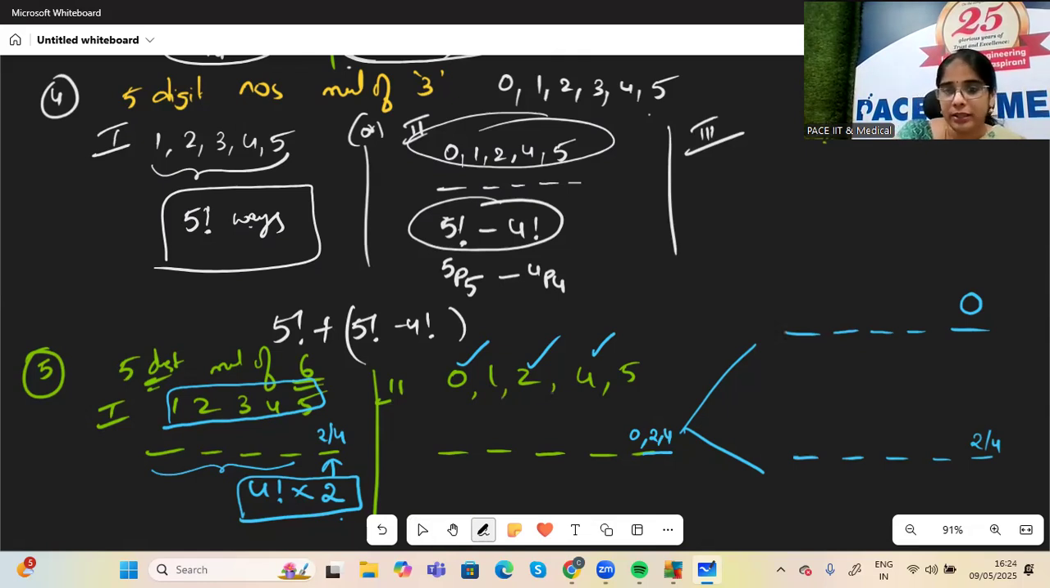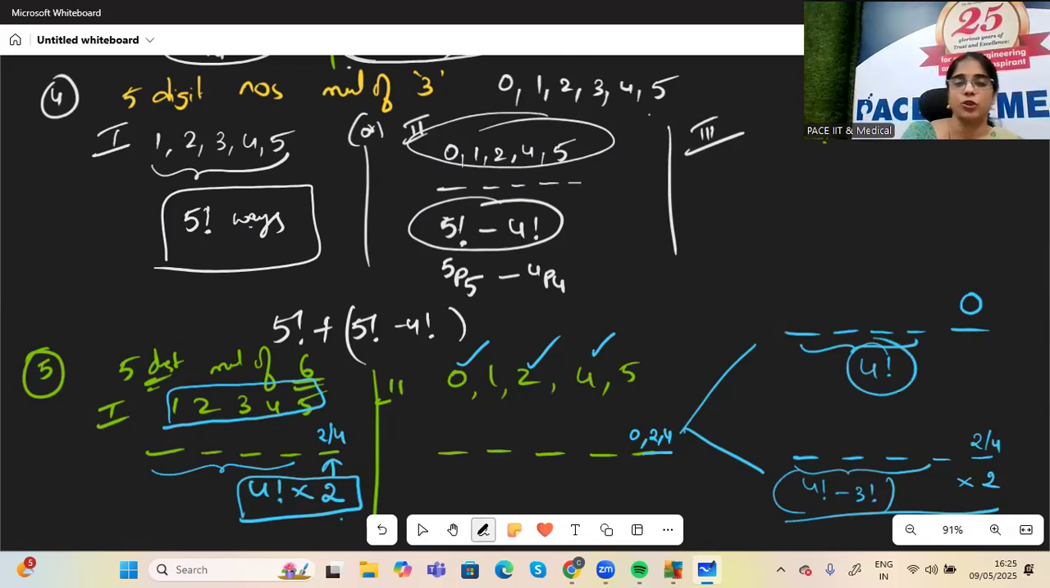Now, in this case, what are my options? If 0 is in the units place, it is 4 factorial, since 4 places remain. Or if it is 2 in the units place, with 0 among the digits, that is 4 factorial minus 3 factorial, into 2. So finally, this plus all this should be your answer there.